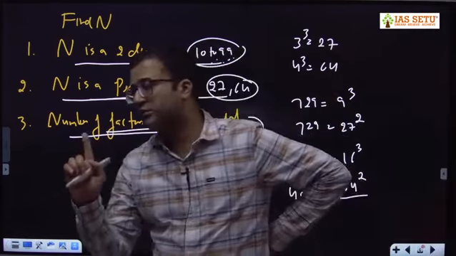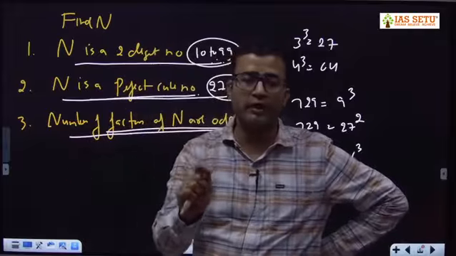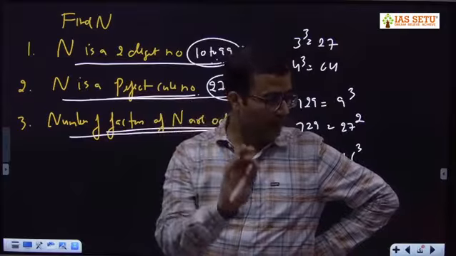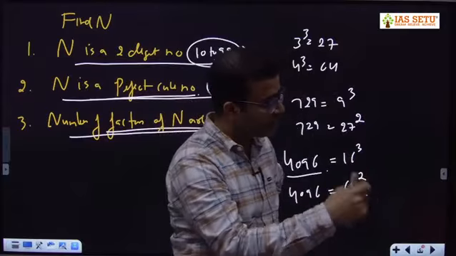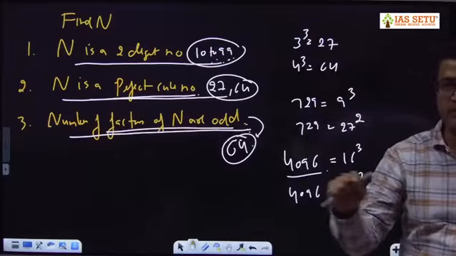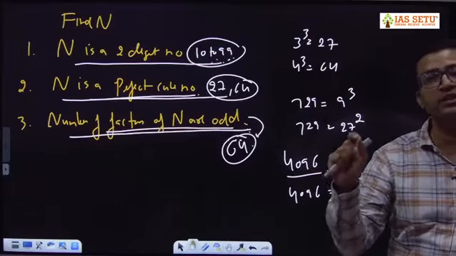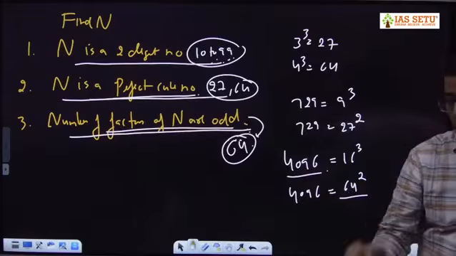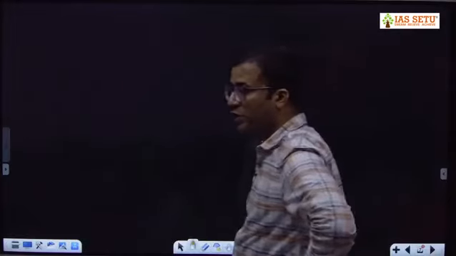Is the first observation clear, that the number of factors of a perfect square number is always odd? अगर कोई perfect square number है, उसके number of factors निकालोगे, उनकी गिनती odd आएगी. Clear? Now, I will tell you a short trick for number of factors, for sum of factors, for product of factors.